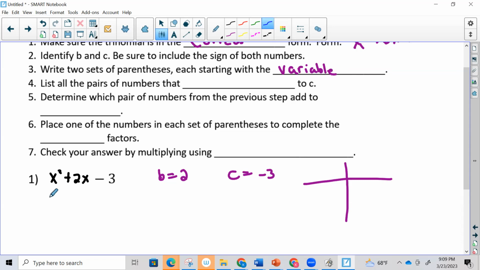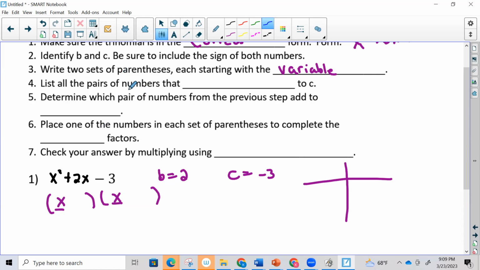Okay. So what I'm going to do is, we know that if a trinomial like this factors, it will always factor into two binomials, because when we multiply two binomials, we end up getting a trinomial. This first term is always the variable to the first power. So we put x and x, because x times x gives me that x squared.